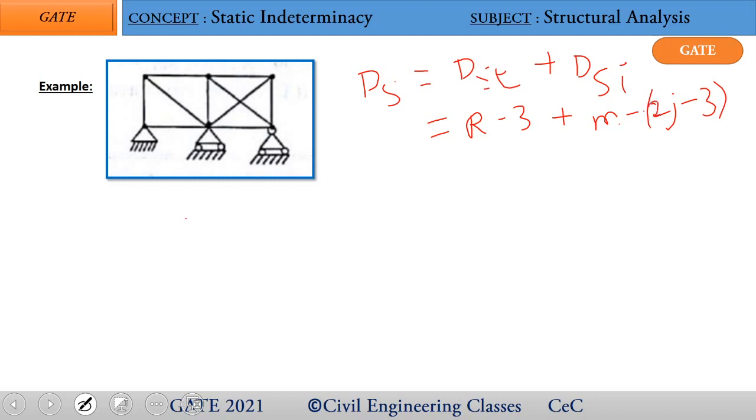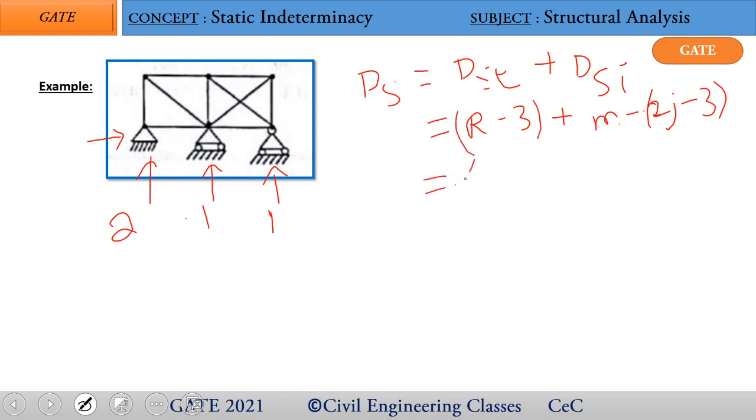Okay. So here 2j is the number of joints. Now you see what are the number of reactions here. This is a hinge support, so you will have 2 reactions, and this is a roller support, only one vertical reaction, and this is also a roller and there is one vertical reaction. So the total number of reactions are 4.